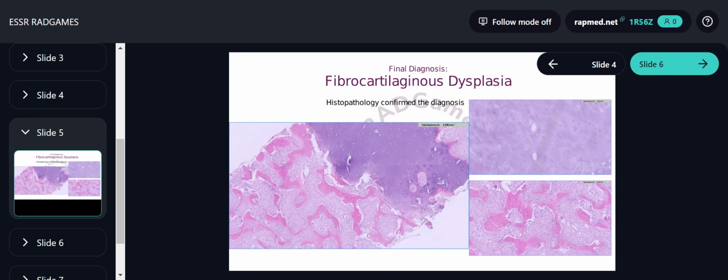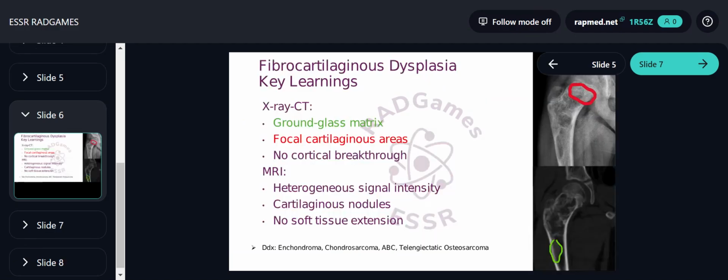the fibrous matrix. The differential diagnosis includes enchondroma, which usually lacks a fibrous component, chondrosarcoma, but that would show more aggressive behavior such as cortical destruction or a soft tissue mass, aneurysmal bone cyst and telangiectatic osteosarcoma, both of which can have cystic components, but again, typically they show more aggressive features. In our case, the slow growth, lack of periosteal reaction, and ground glass component are suggestive of fibrocartilaginous dysplasia.